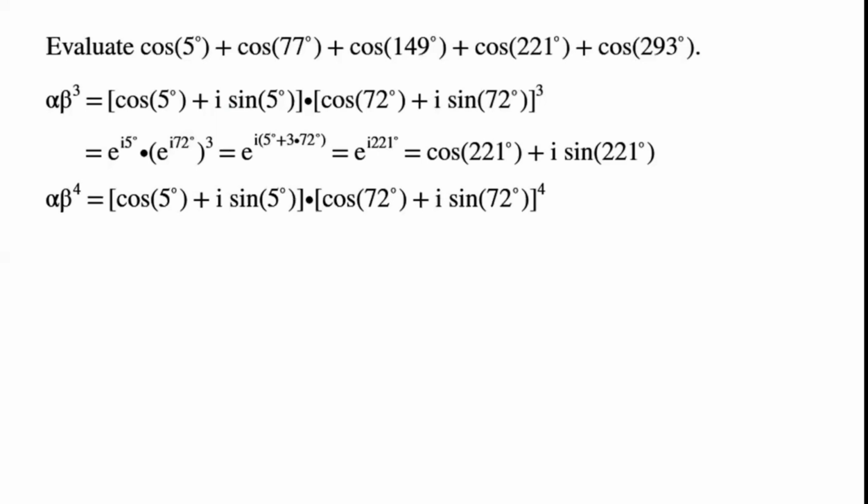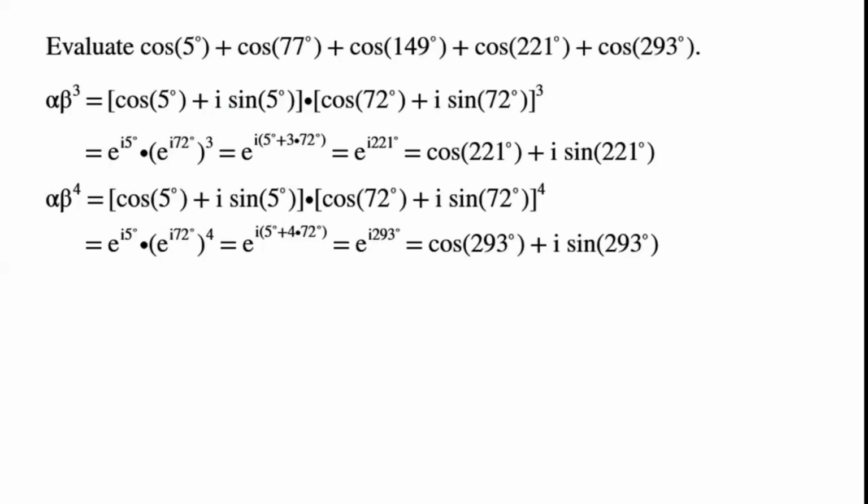Alpha beta to the power of 4 equals cosine 5 degrees plus i sine 5 degrees times cosine 72 degrees plus i sine 72 degrees, all to the power of 4, which is equal to e to the power of i 5 degrees plus 4 times 72 degrees, which is equal to e to the power of i 293 degrees, which can be written as cosine 293 degrees plus i sine 293 degrees.